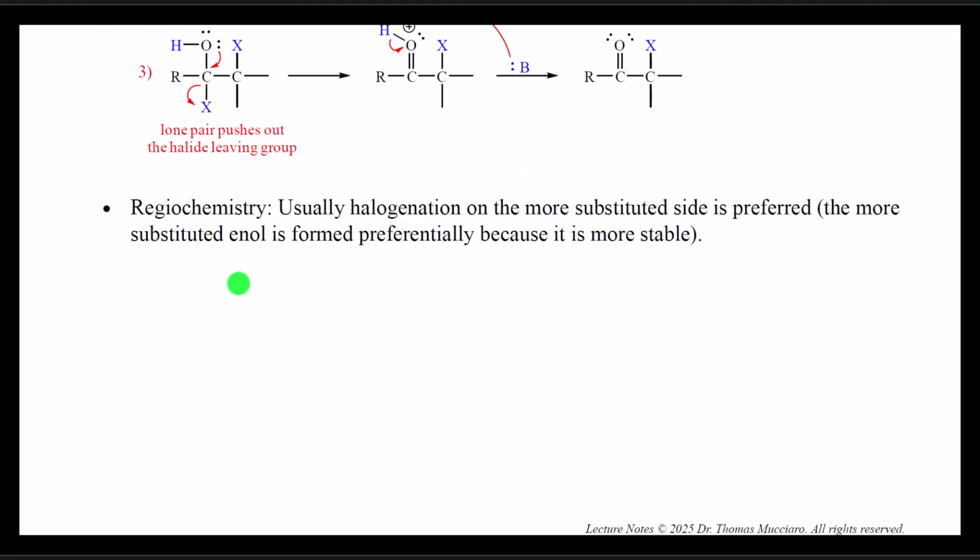In this reaction, usually halogenation on the more substituted side is preferred because the more substituted enol is formed preferentially because it is more stable. In other words, we get the equivalent of a thermodynamic enolate.